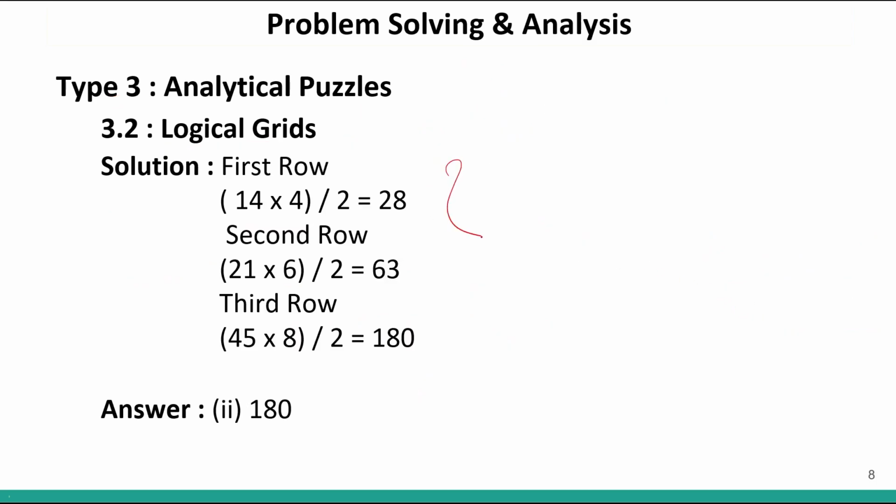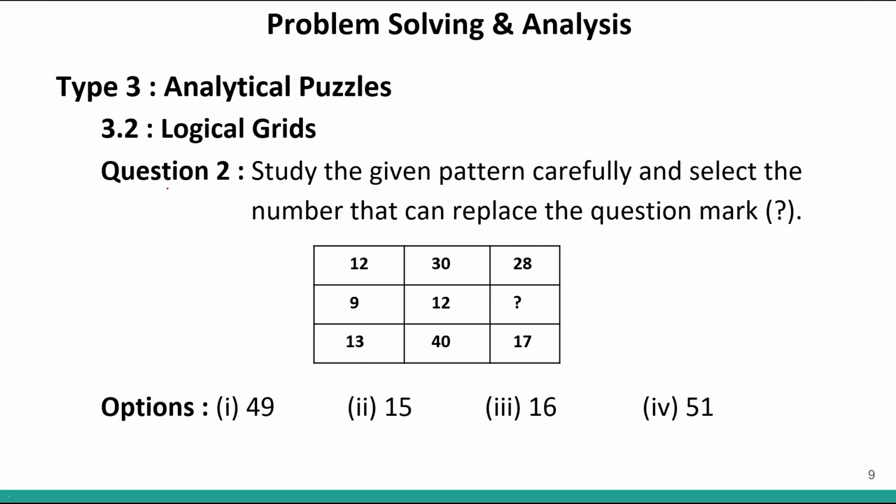This is the solution if you want to look. So 14 into 4 divided by 2, 21 into 6 divided by 2 and 45 into 8 divided by 2. So this gave us 360, then we divided by 2 which gave us 180. Now question number 2. This pattern is given to us. This is again a 3 into 3 type of grid.